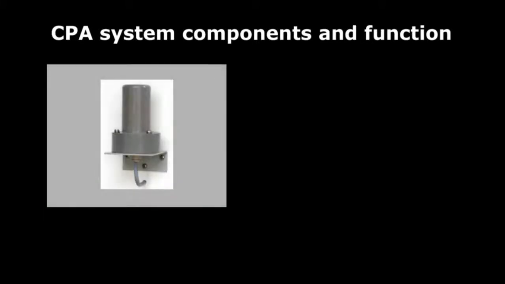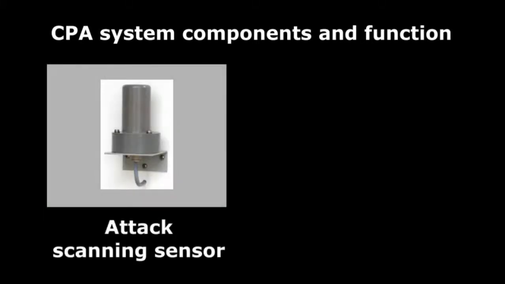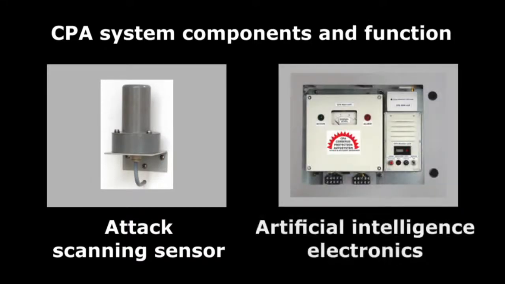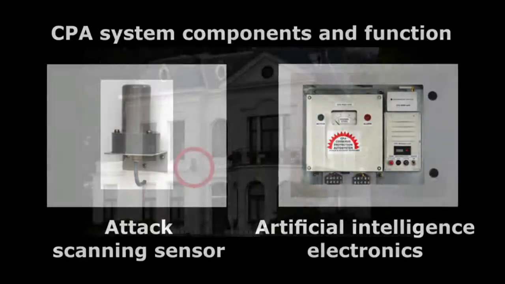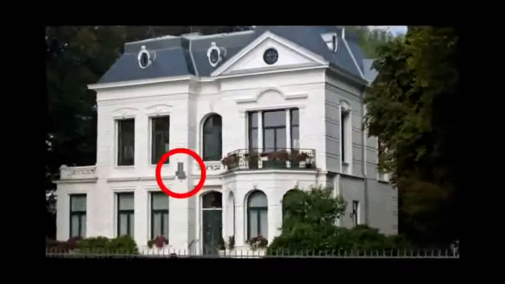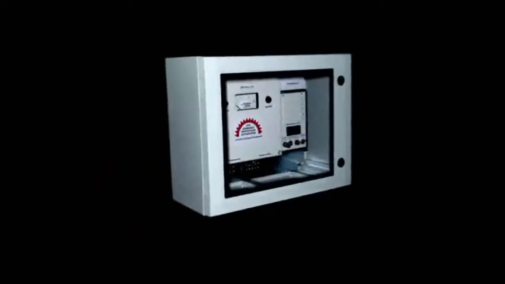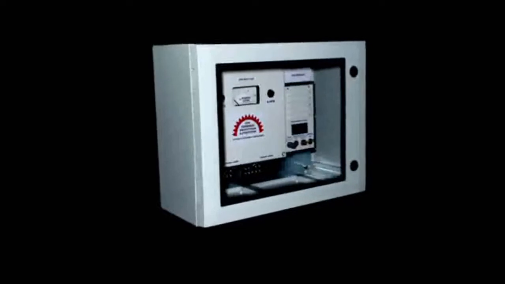The CPA system consists of two main modules: the CPA Scanning Sensor Module, and the CPA Artificial Intelligence Central Electronics Module. The CPA sensor system is ready installed at an outside wall of the building. The CPA Central Control Electronic is ready installed inside the building.